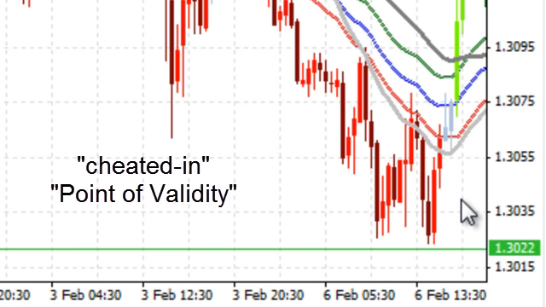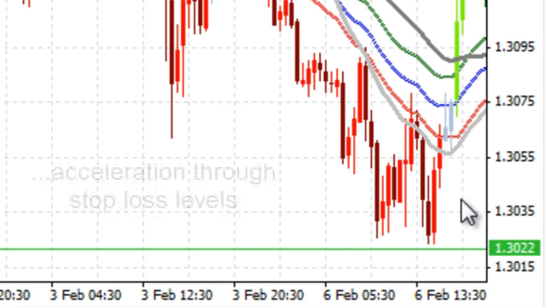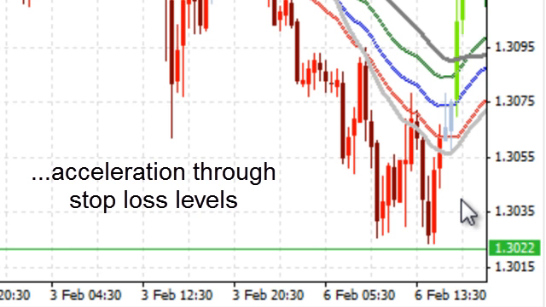to accelerate. And when we see acceleration through our stop loss levels, that tells us, number one, that's exactly where those stop losses were supposed to be, because when bullish momentum and bullish sentiment really begin to gel, we want to get the heck out of its way, and that's what we wanted to do here.